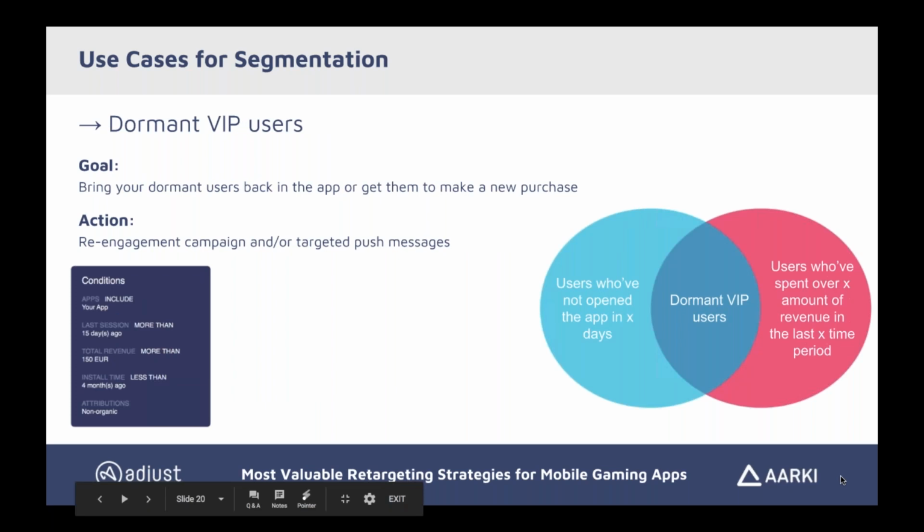Another way to segment your users is to focus on your dormant VIP users, some of the big spenders. So if your goal is to bring dormant users back in the app and get them to make new purchases, you can run re-engagement campaigns and/or targeted push messages simply by defining some of the different conditions that you're looking for specifically within the dashboard.